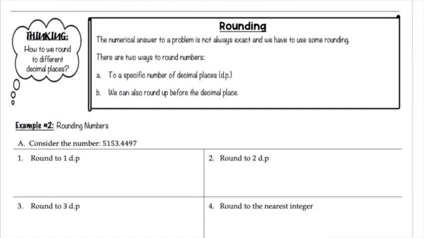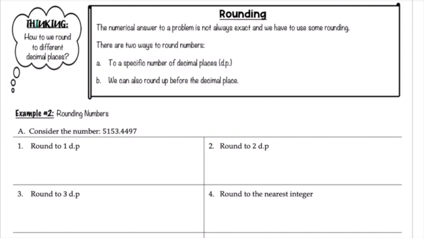And our last piece here, thinking, how do we round to different decimal places? So some basic rounding. The numerical answer to a problem is not always exact, and we have to use some rounding. There are two ways to round numbers: to a specific number of decimal places, DP for short. We can also round before the decimal place, so to the nearest whole number, to the nearest integer, and so forth.